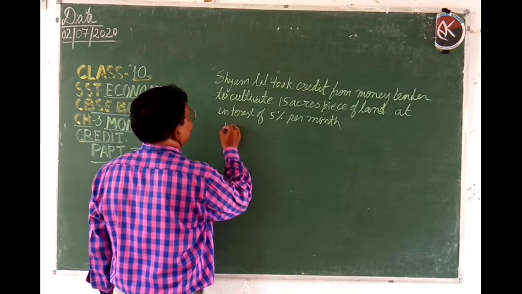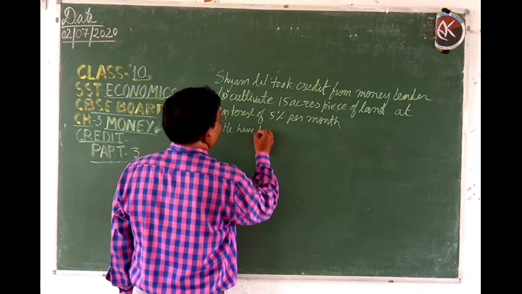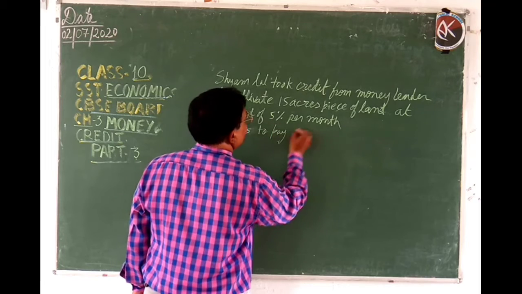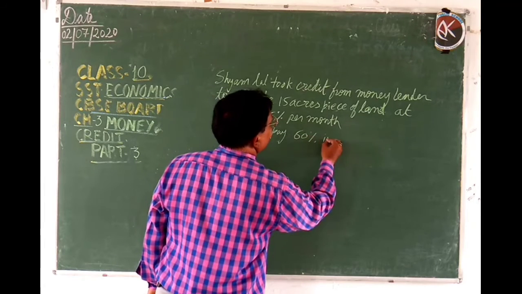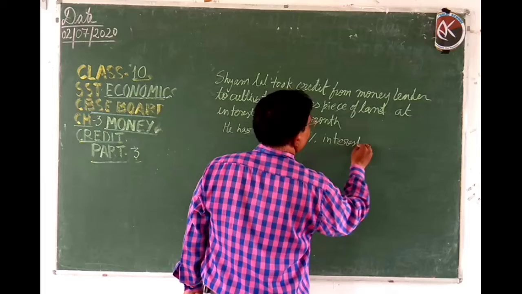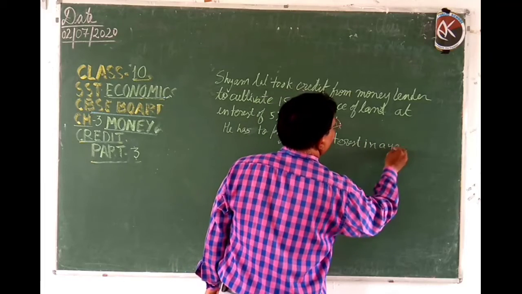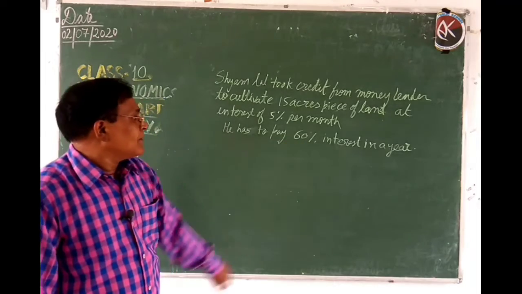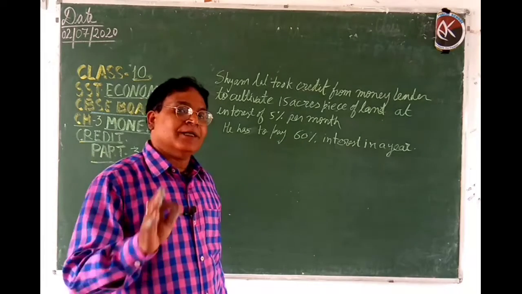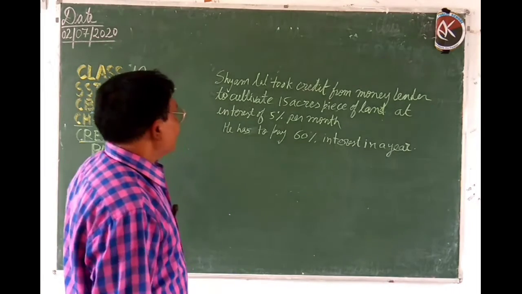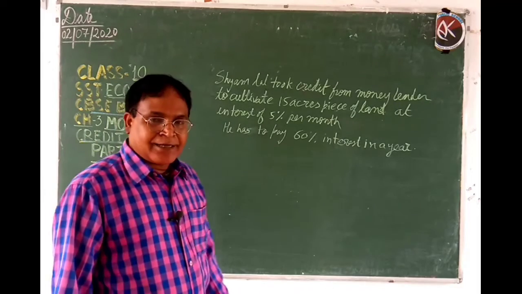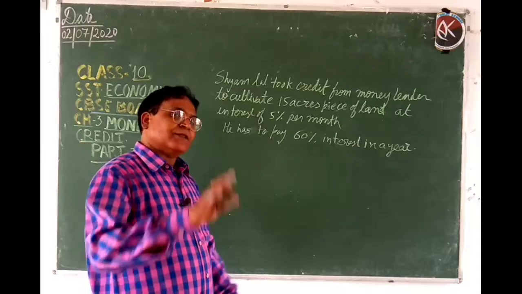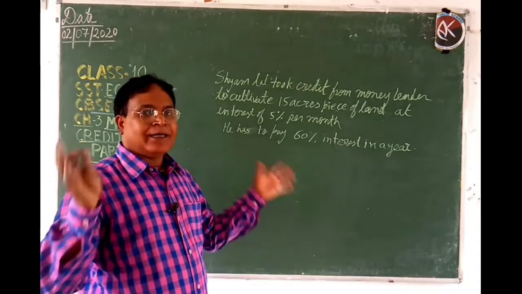He has to pay 60% interest in a year. Just imagine how much amount he is going to pay, because the term of credit is 5% per month from the money lender. So what happened? Is Shyam Lal benefited? No. Shyam Lal has a great loss, and if his crop collapses, then he will go into a debt trap.